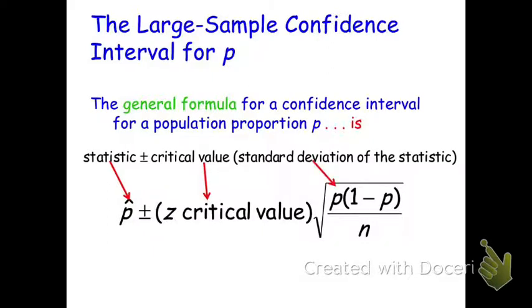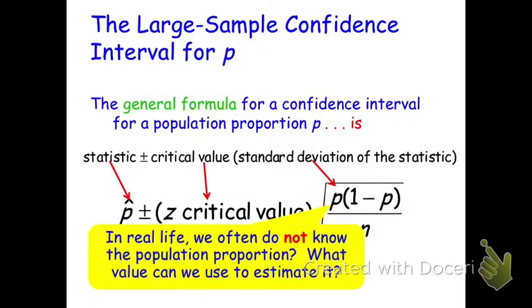The z critical value is my z star. This is my point estimate. The z critical value is the z star, like the 1.96. It'll get to the point where you just memorize it because you use 95% a lot of the time. Anytime you're doing a 95% confidence level, your z star is always 1.96. And then this is the standard deviation of the statistic.